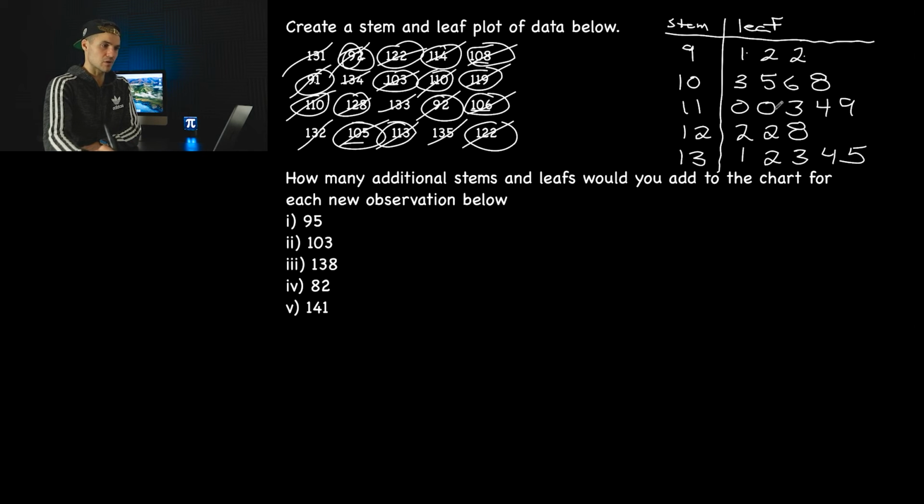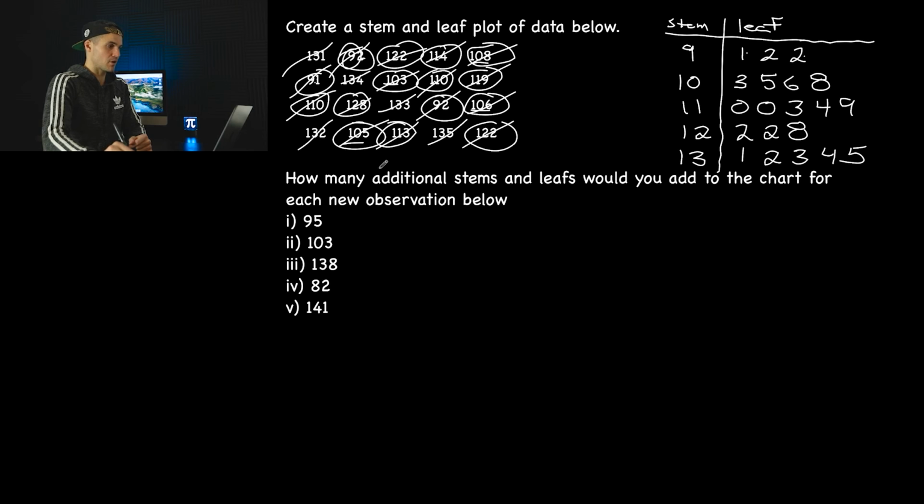So the leaves always represent the last digits of the numbers, and then the stems represent the first digit, or sometimes it's multiple digits, right? If your whole number that you're working with is going to be a 3-digit number, then the leaf is going to be the last digit, and then the stem is going to be 2 of the digits.